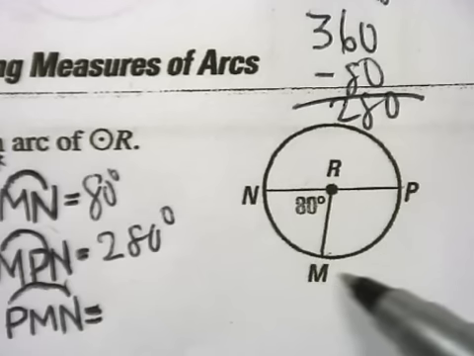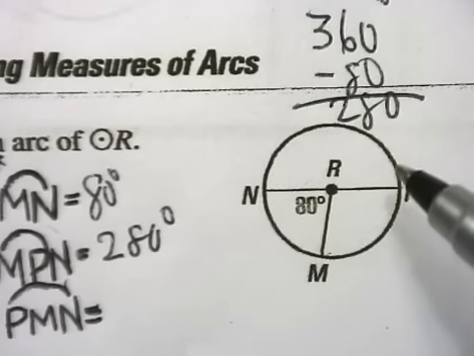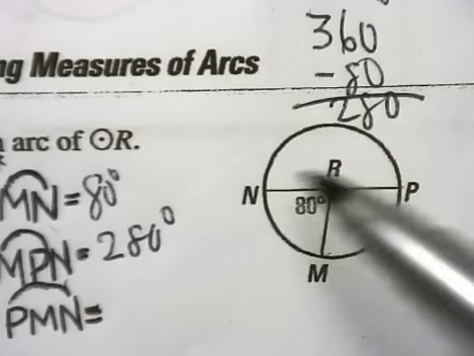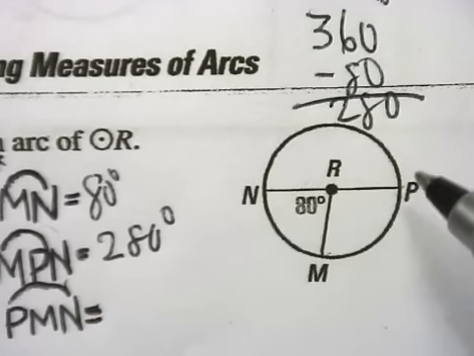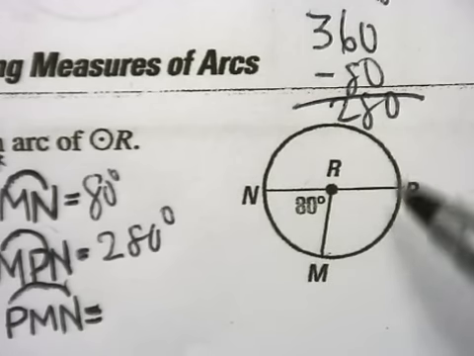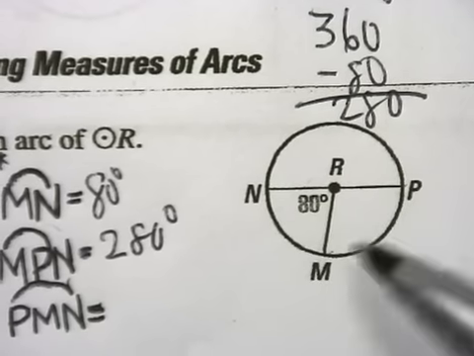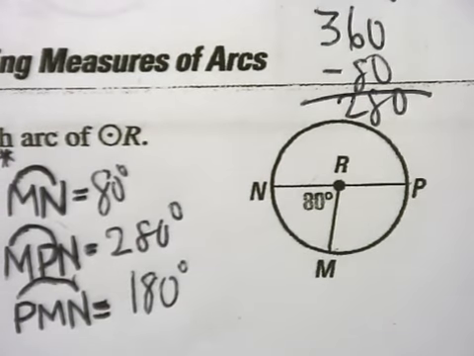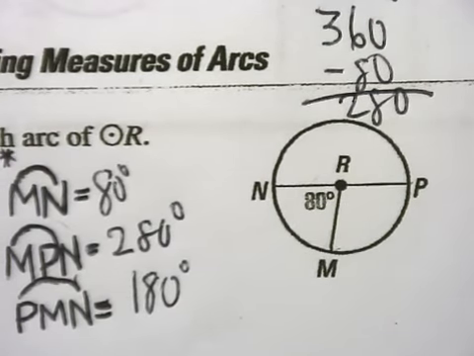How about the measure of arc PMN? Let's see, go from P to M to N. How big is that arc? First of all, I hope you notice that it's a semicircle. It's half the circle, because here's a diameter, and the endpoints of the diameter make up arc PMN, which you know is going to be what? 180 degrees. So arc PMN is going to be 180 degrees. And that's our brief review.